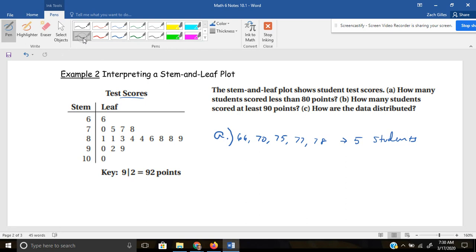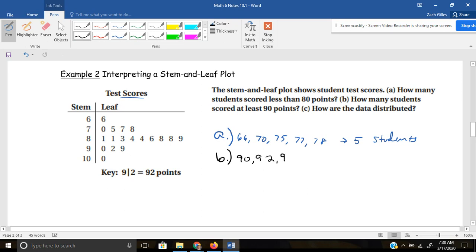Okay. Letter B says how many students scored at least 90 points. So we're looking for 90 or above. So I've got one. So I got 90. I have 92. I've got 99, and I've got one person scored 100. And you can see here they used a 10 and a 0 to equal 100. So that's a total of 4 students.